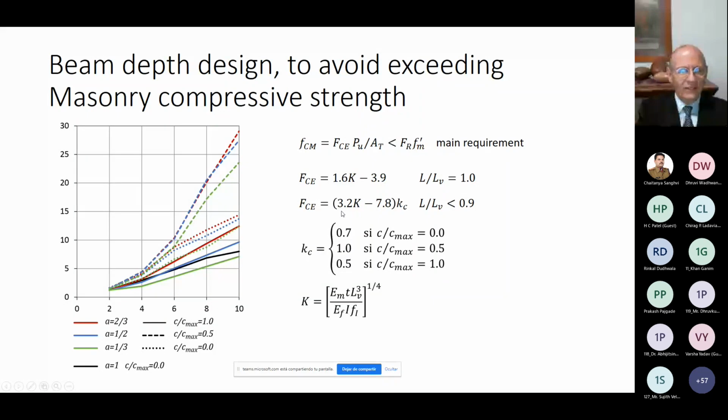And so we ended with some very simple, conservative formulas of stress concentration based on this parameter K. And so we can calculate the maximum stress in the wall and compare this with the compressive strength of the masonry. If this one is larger than this one, we need to increase the depth of the beam, and this changes the value of K. If we increase the depth, K is reduced, because the inertia of the beam is in the denominator. So the K is reduced, and then the stress concentration is reduced, and then we test again. That's the design procedure. But basically, you end up with the appropriate depth of the supporting beam.